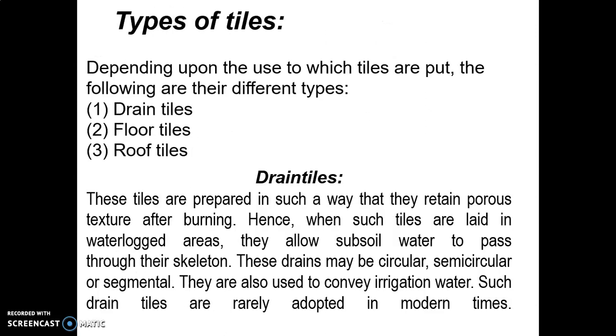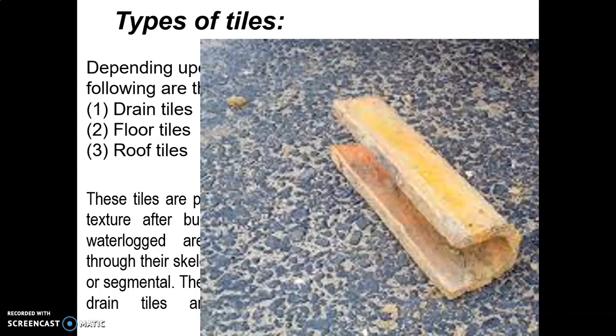Types of tiles. Depending on the use to which the tiles are put, the following are different types: drain tiles, floor tiles and roof tiles. Drain tiles. These tiles are prepared in such a way that they retain porous texture after burning. Hence, when such tiles are laid in waterlogged areas, they allow subsoil water to pass through the skeleton. These drains may be circular, semicircular or segmental. They are also used to convey irrigation water. Such drain tiles are rarely adopted in modern times. So the image shows one of the types of drain tiles.